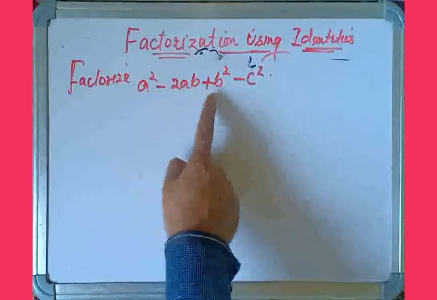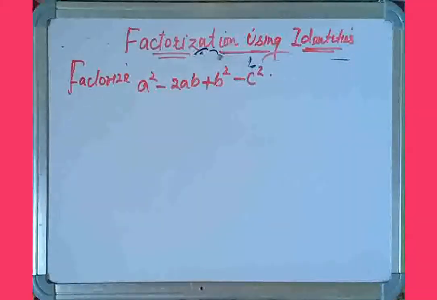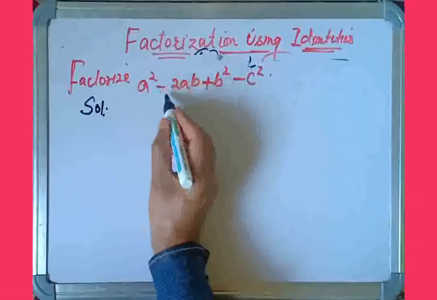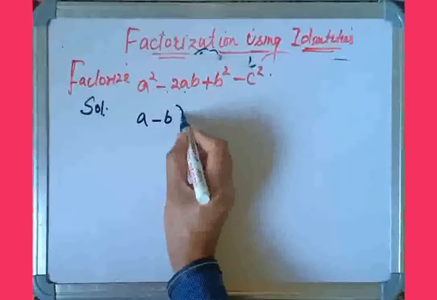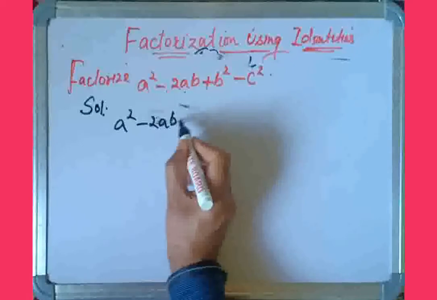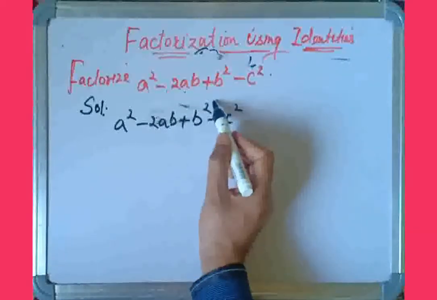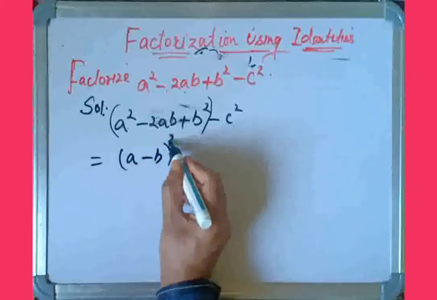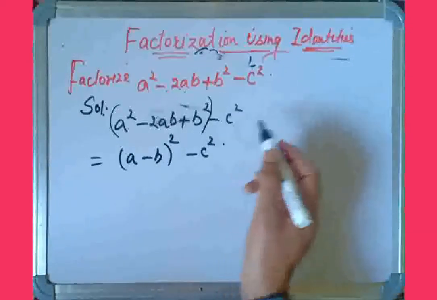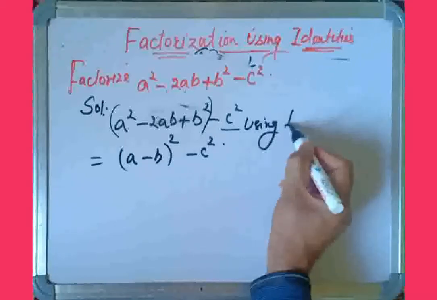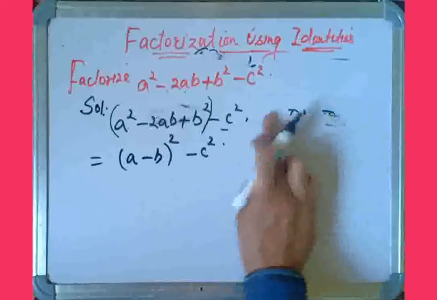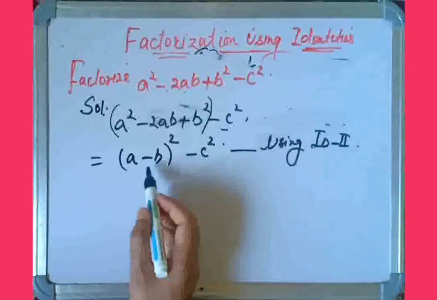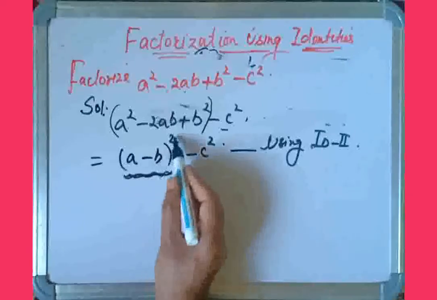We have to factorize this: a square minus 2ab plus b square minus c square. So what we have to do is find the factors of this given expression using those three identities, right? We know that a square minus 2ab plus b square is equal to a minus b whole square. So let's concentrate on this part of the expression, a square minus 2ab plus b square, which is equal to a minus b whole square, and here remains minus c square, right? Here we use identity second, so this becomes (a minus b) whole square minus c square.